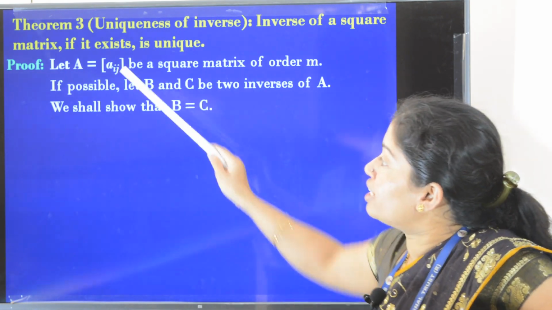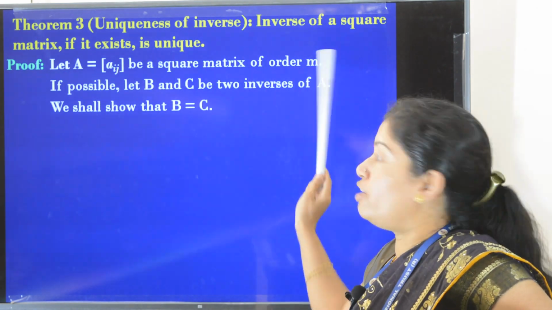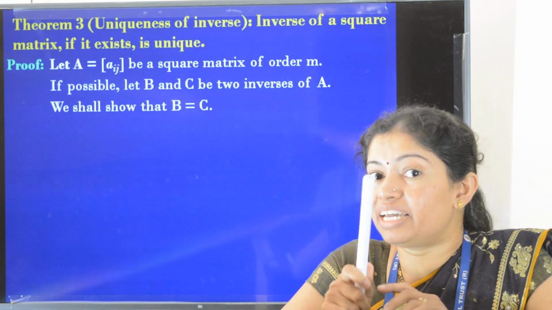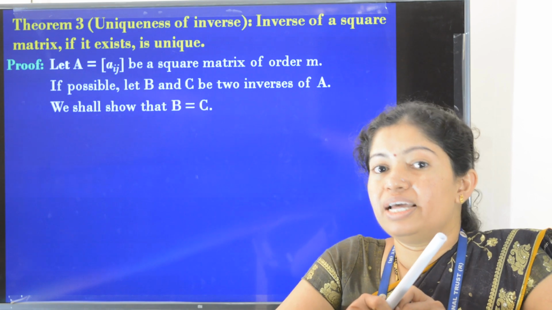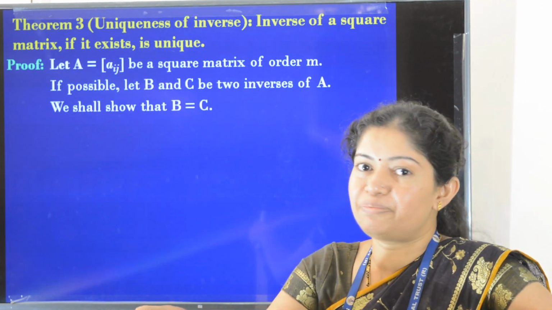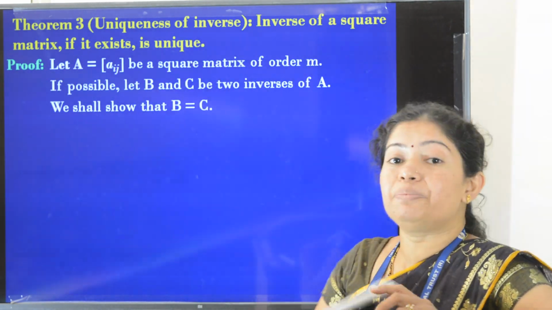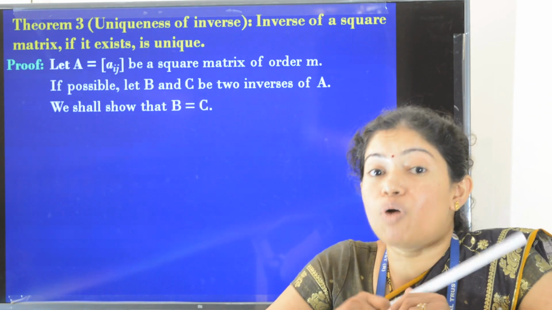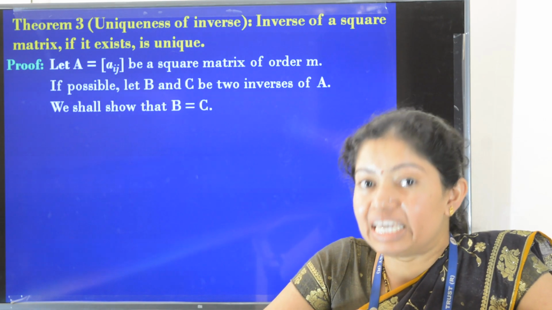Let us take A equal to Aij, a square matrix of order m. What we need to show is that if there exists an inverse for A, then it is unique. Let us assume that this matrix A has two inverses, B and C. So if possible, let B and C be two inverses of A. Then we have to show that both of them should be equal.